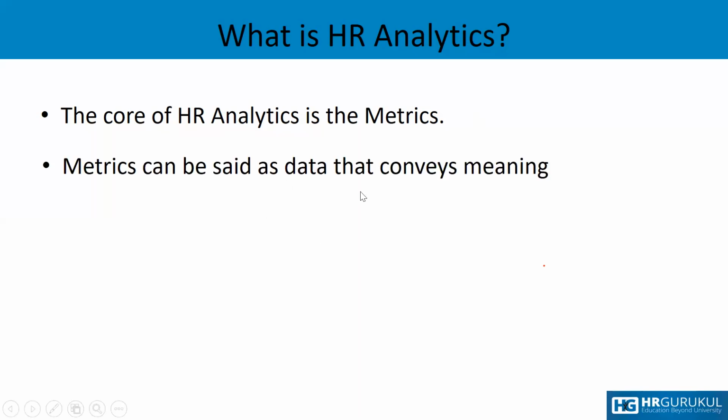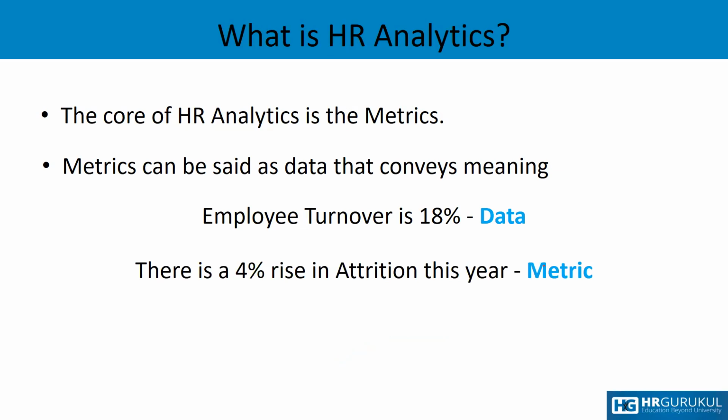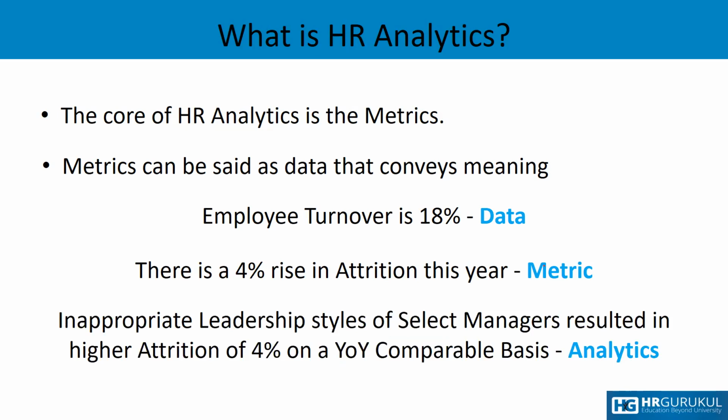So metrics can be said to be data that conveys meaning. If I say employee turnover is 18%, this is data, correct? Yeah. There is a 4% rise in attrition this year compared to last year. Now this becomes a metric. And when I say inappropriate leadership style of a selected manager in a particular department has resulted in higher attrition of 4% on a year-on-year comparable basis, then it becomes analytics.